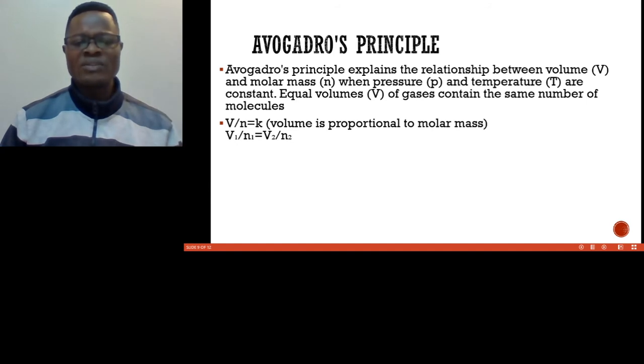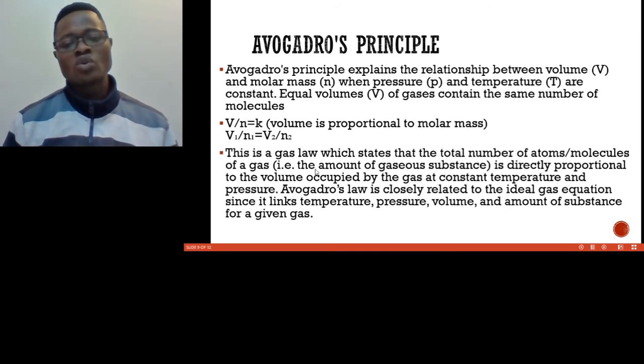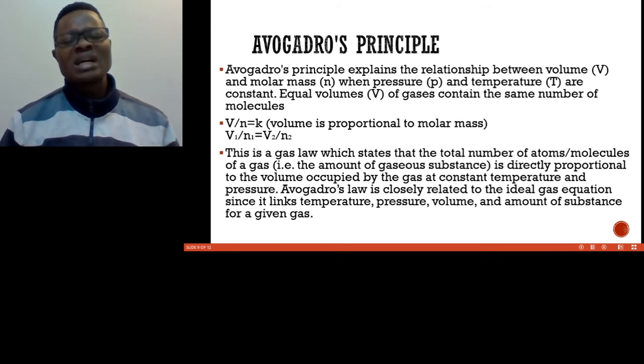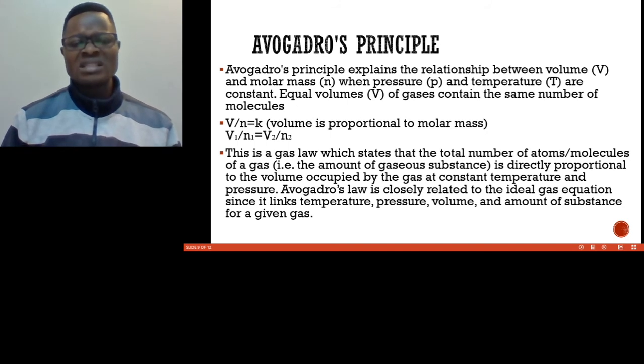Mathematically, we represent this idea by saying that the volume divided by the number of particles is going to remain constant, because volume is proportional to the molar mass. So V1 divided by N1, which is the number of moles, will be equal to V2 divided by N2. This is a gas law which states that the amount of gaseous substance is directly proportional to the volume occupied by a gas at constant temperature and pressure.